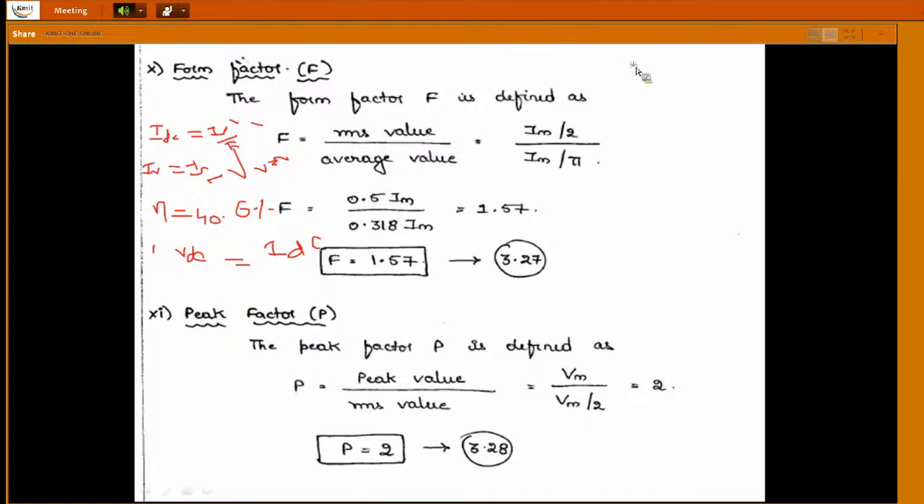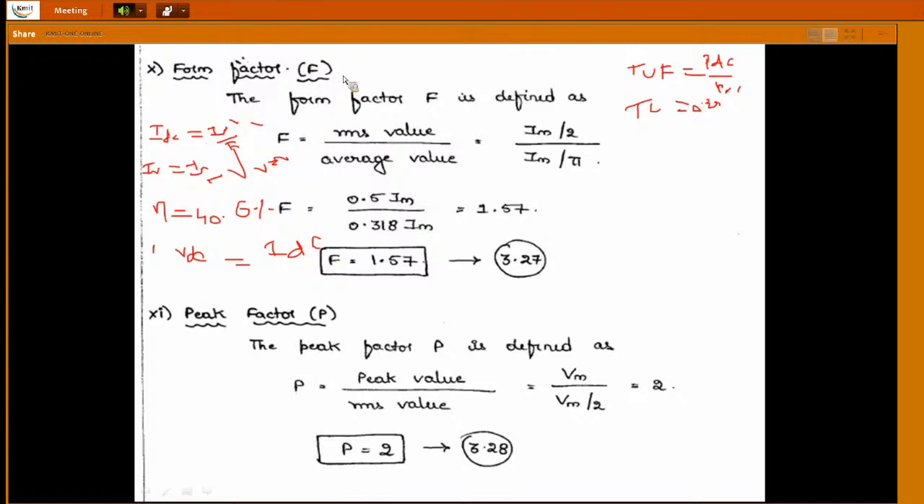Then next we discussed the transformer utilization factor. What is the transformer utilization factor? It is the DC power delivered to the load, PDC, divided by the PAC rated value. What is the PAC rated value? That is the rating of the transformer secondary winding. What is the TUF value? The transformer utilization factor is 0.287 only. That is, only 28.7% is being used.